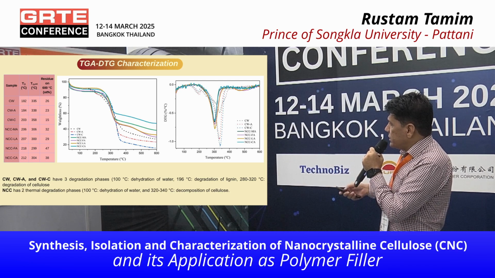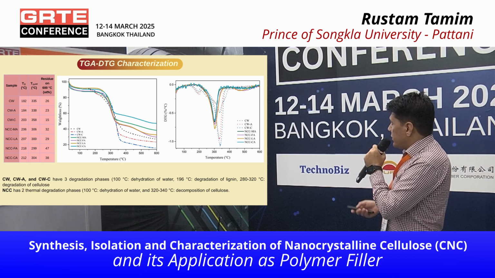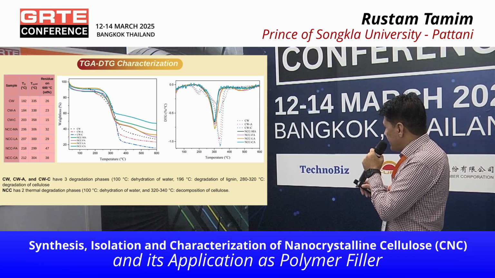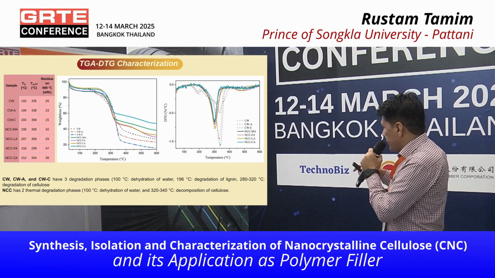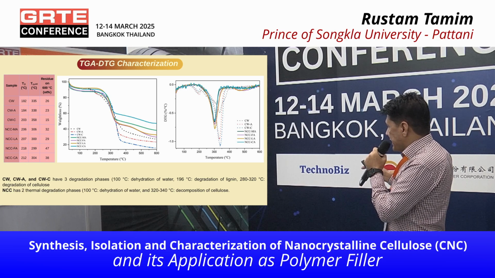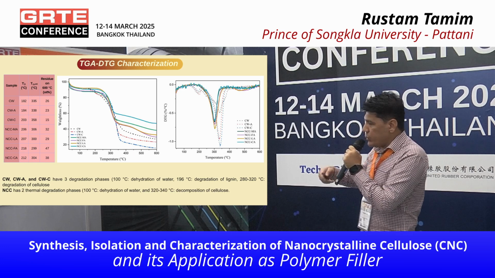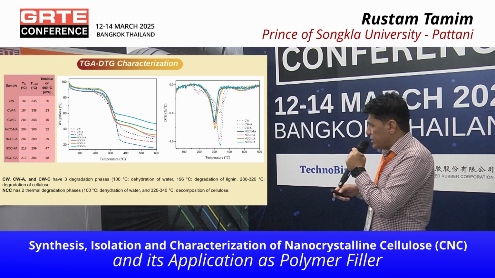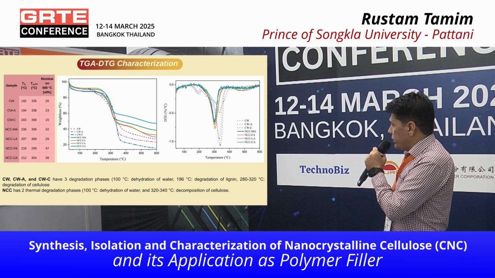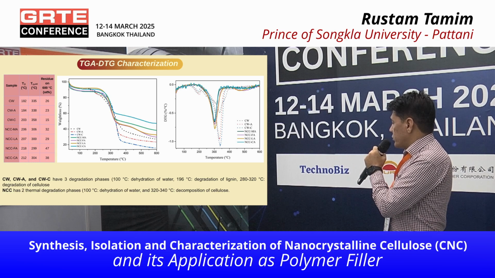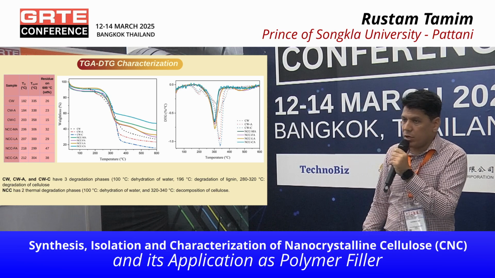TGA and DTG characterization shows different degradation steps. Before the nanocrystal, there are three degradations, around 100, then 196, and then 282 to 320, which correspond to water, then lignin, and then cellulose. But for the nanocellulose, after the hydrolysis, there are only two degradations: at 100, that's water, and at 320 to 340, which is the decomposition of cellulose.